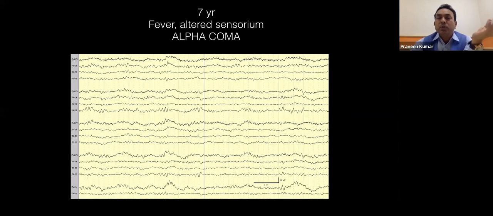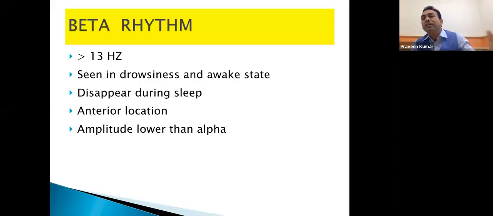But as I mentioned to you, if it is persisting when you are sleeping also, when your eyes are open also, that can be a part of alpha coma, because it should be reactive. Reactive means when the eyes are open, it should disappear. If it is still persisting, it can be abnormal and it can be a sign of gross brain damage.